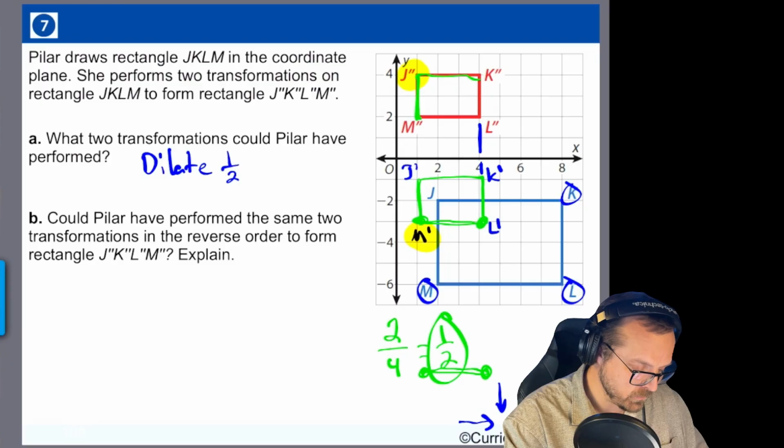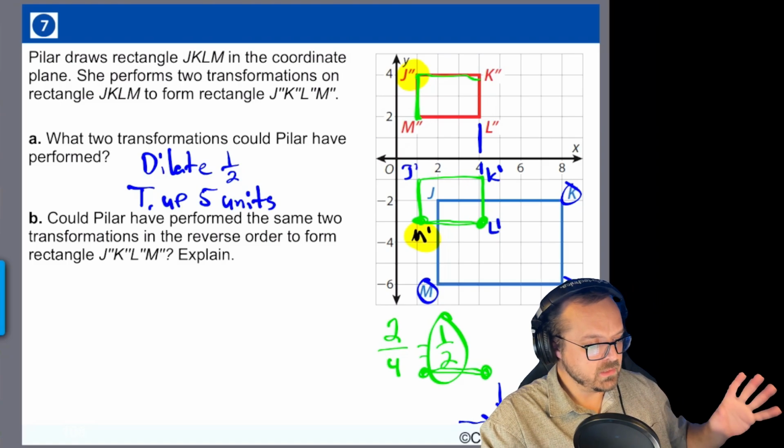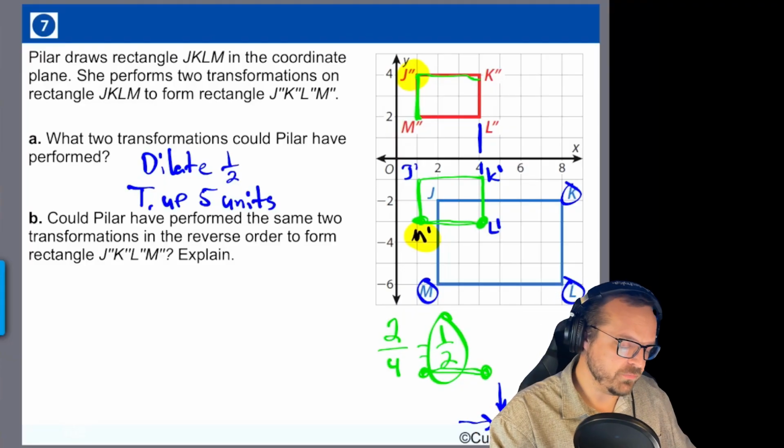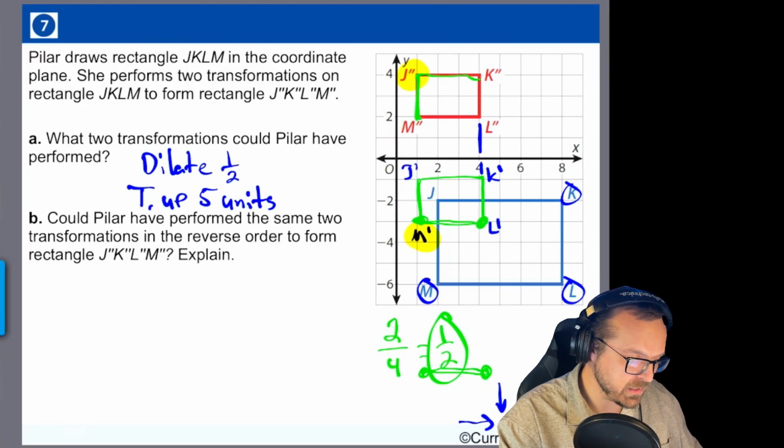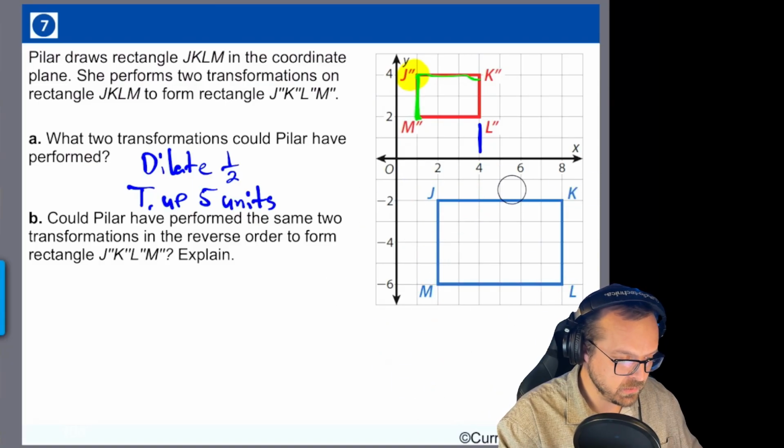I'm just going to put T here for translate, hopefully you guys can understand that by listening, right? So what if we did this backwards? What if we went translate and then dilate? Well, let's see what that did, and we'll answer that second question and move on.